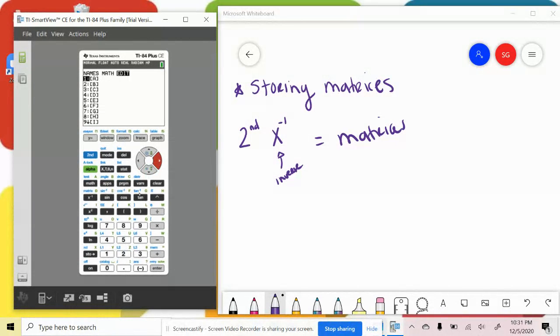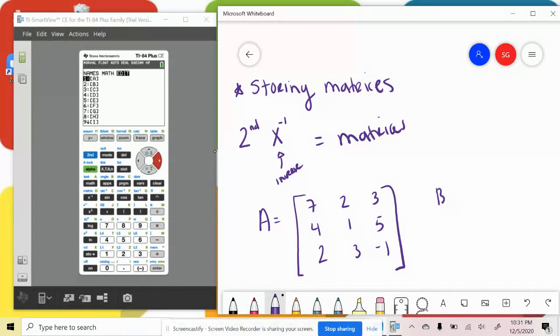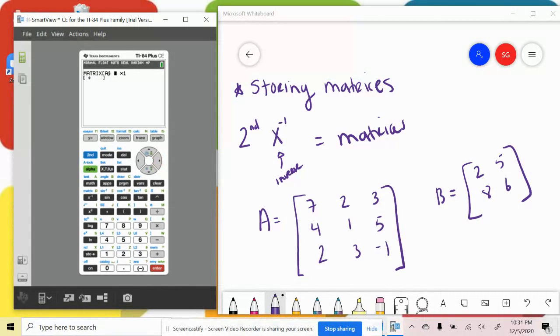Edit is where we want to be right now. This is why so often we will name matrices, so that we can talk about them and remember what we're storing them as. So I'm going to say I want matrix A to be, let's say we wanted to put this in, and then in B, I'm going to put those two. Okay, so I'm in edit. Just pay attention to where you are. Push enter, and the first thing it asks you for is the dimensions up here.